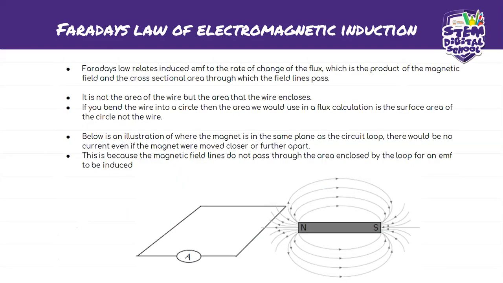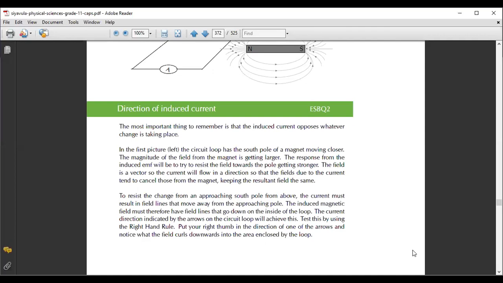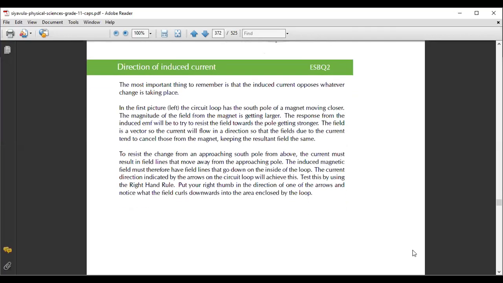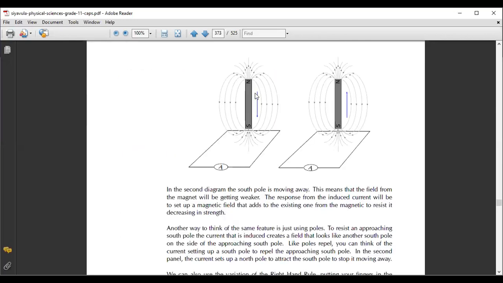So that is it. But I want us to check out something as well. Like I mentioned, the Siyavula textbook has good information with regards to the direction of induced current. So what it says here is that the most important thing to remember is that induced current opposes whatever change is taking place. So if the magnetic field is moving to your right, it will go to your left.